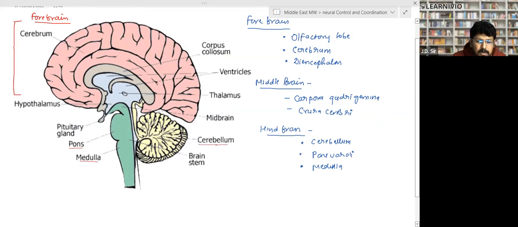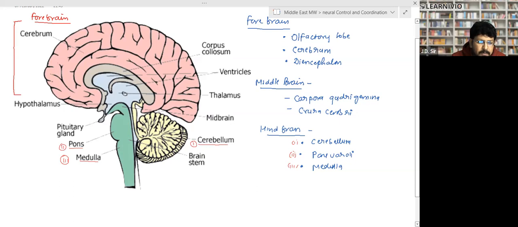These three parts are the part of this one: first, second, and third. This medulla is the third part, right? And pons varoli is the second part, and cerebellum is the first part. So these make the hindbrain. This part is physically called brain stem. So brain stem is made up of pons and medulla, right?